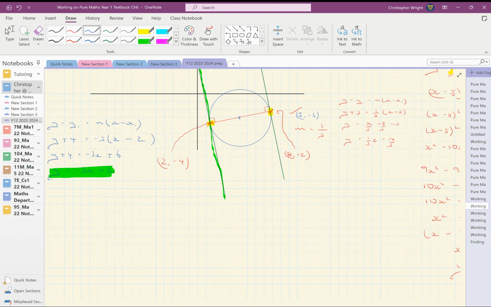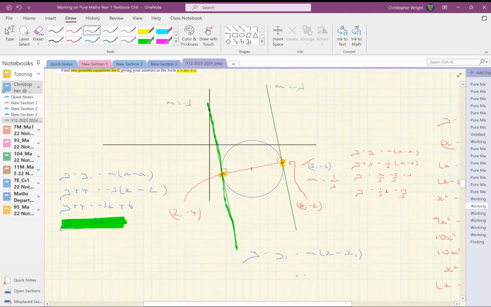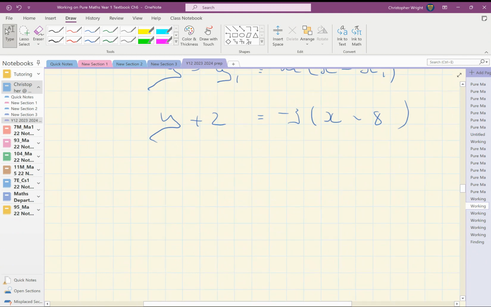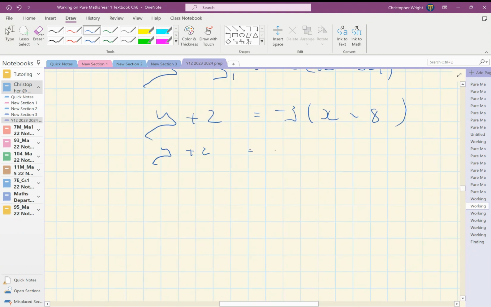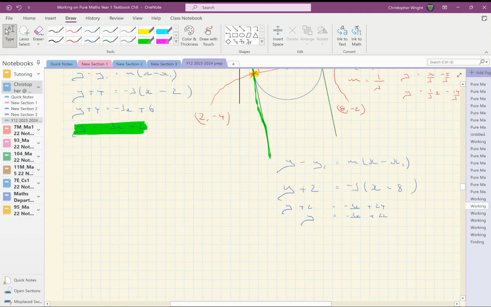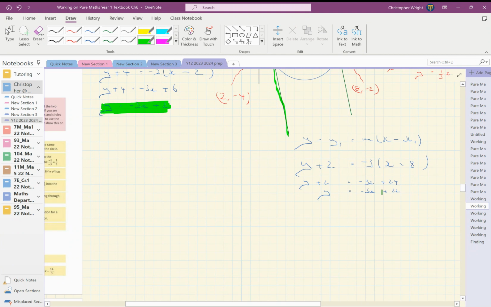Now the second tangent is going to be, again, y minus y1 equals m times x minus x1. My gradient of the second tangent is minus 3, of course. And the point on the line is the point (8, minus 2). That is going to be x minus 8 there, and y minus minus 2, y plus 2 here. So that's going to give me y plus 2 equals minus 3x plus 24. And now I'm going to subtract 2 from both sides to give me y equals minus 3x plus 22. So that is going to be the equation of the second tangent.